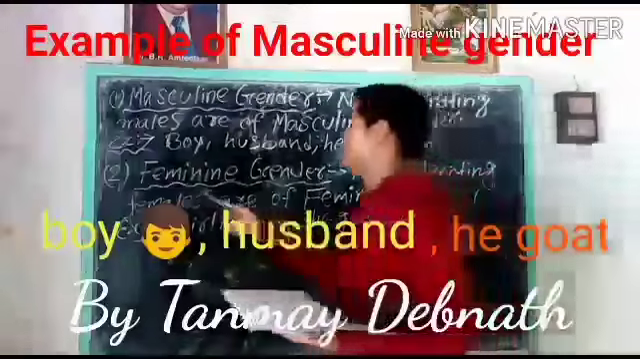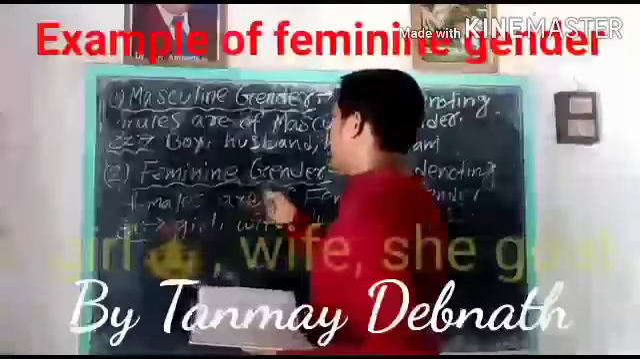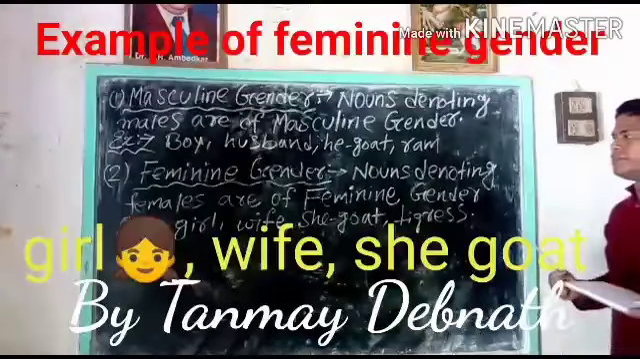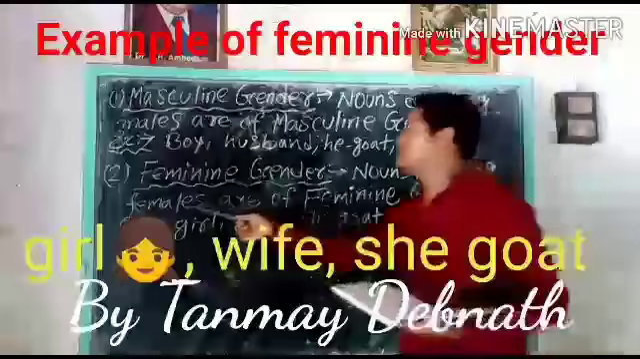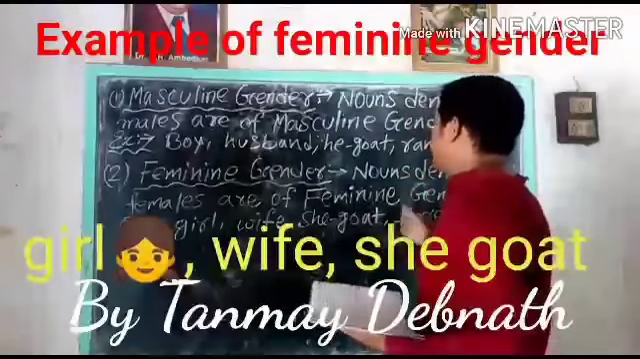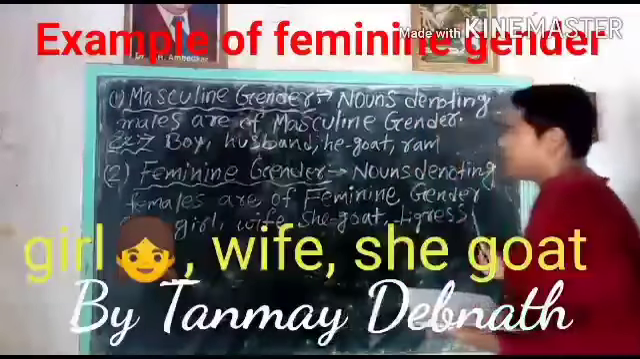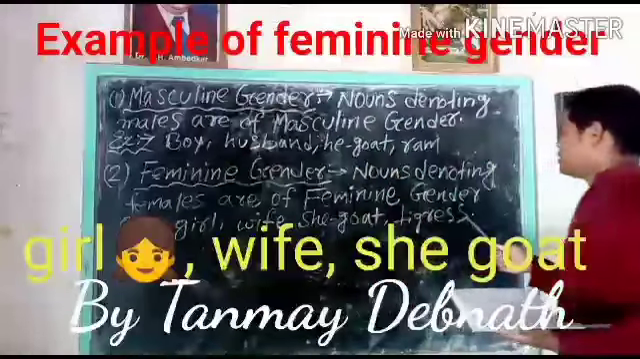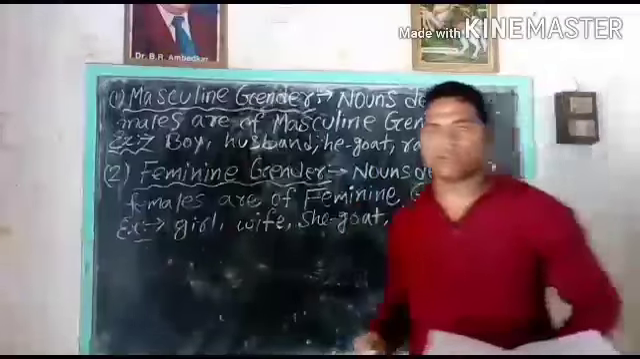Next one, number two, is feminine gender, F-E-M-I-N-I-N-E. What do we mean by feminine gender? Nouns denoting females are of feminine gender. For example, girl, wife, she-goat, tigress. All of these are examples of feminine gender.